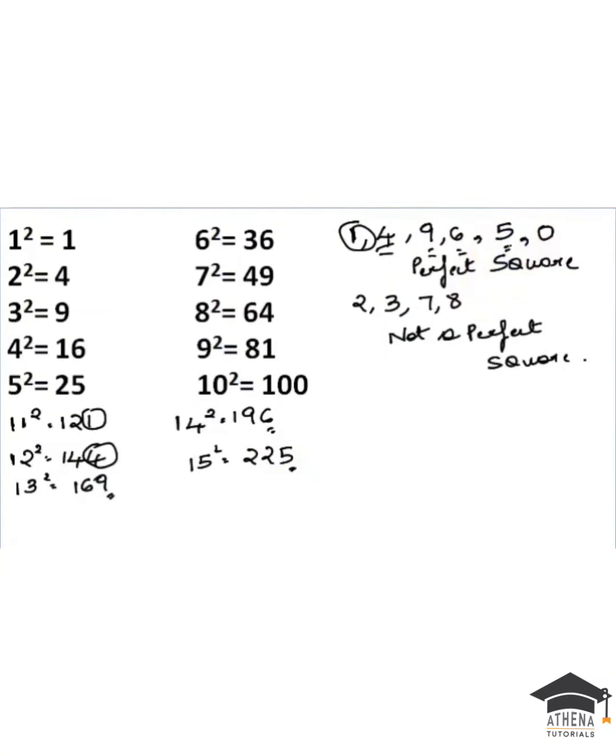Okay, just consider this. When the given number ends with 1, 4, 9 or 6 or 5 or 0, then it is said to be perfect square. If the number ends with either 2, 3, 7, 8, then the number is said to be not a perfect square.